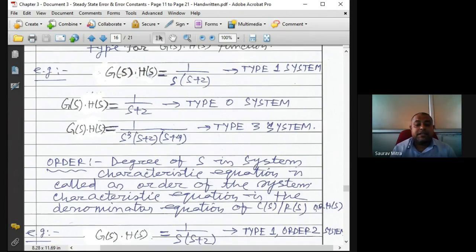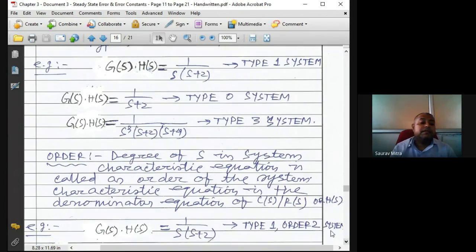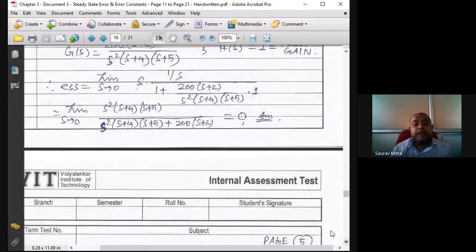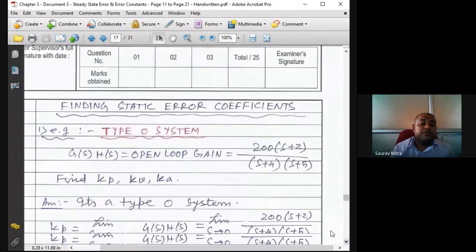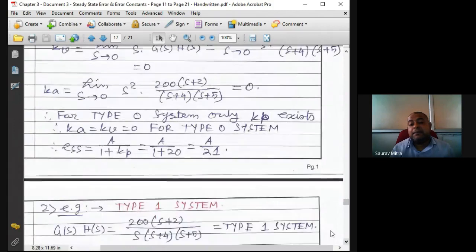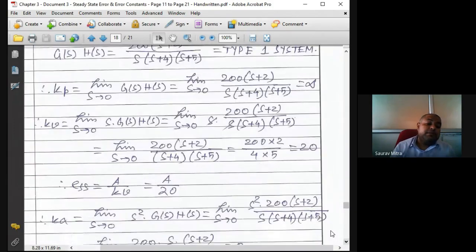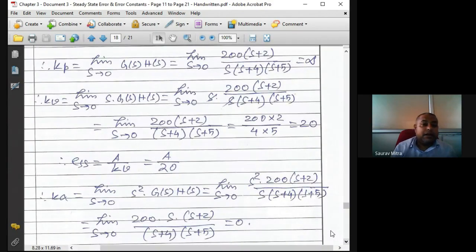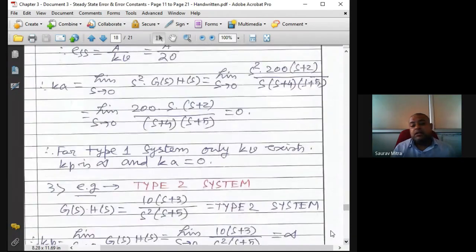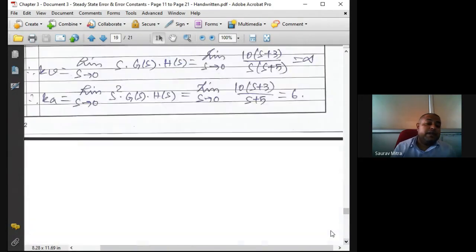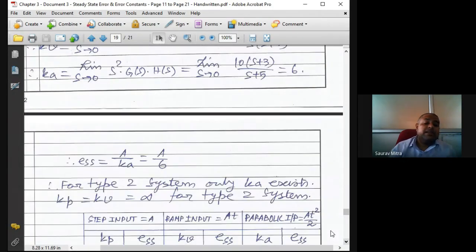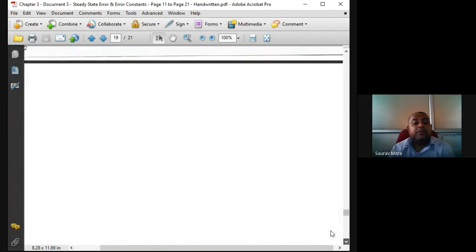So from all this understanding, we can calculate the steady state error by two methods. We saw two numericals, one for a type 0 system and one for a type 1 system, with step input and ramp input respectively. I will be sharing all these notes with you, so please prepare. In this note, the steady state error topic starts from page number 11. Be careful about that.